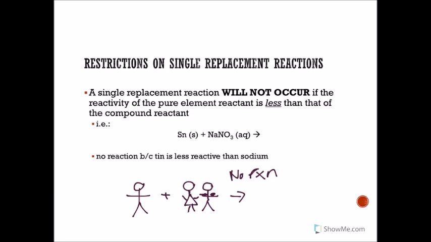And we need to look that up on our activities series chart. So we look up tin and we look up sodium on our activities series chart. And depending on your chart, for ours, the farther down the element is, the more reactive it is on the chart. So we find that sodium is much stronger than tin, so there would be no reaction.